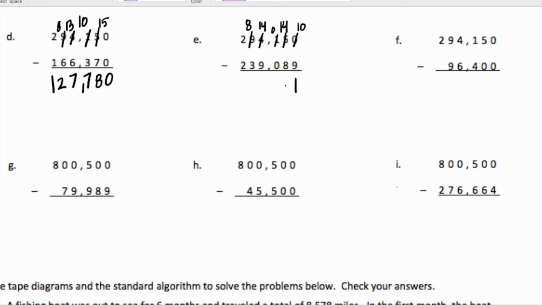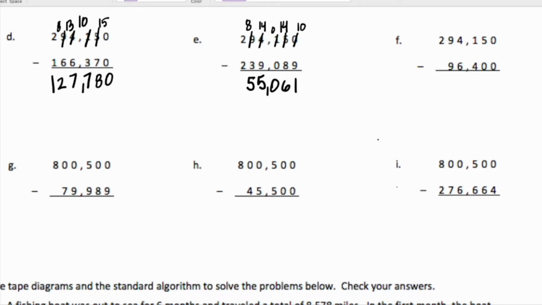10 minus 9 is 1. 14 minus 8 is 6. 0 minus 0. 14 minus 9 is 5. 8 minus 3 is also 5. And 2 minus 2 is 0. 55,061. On to F.